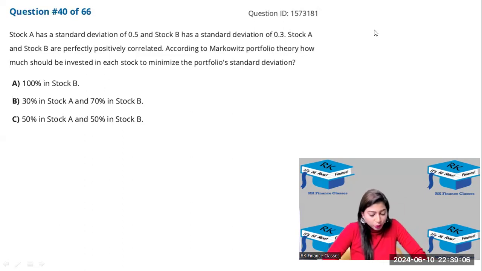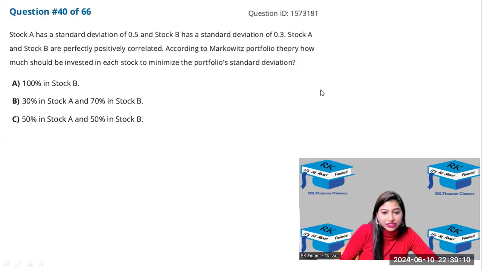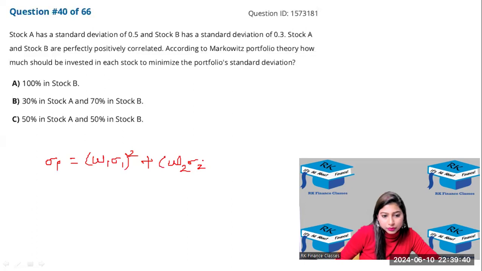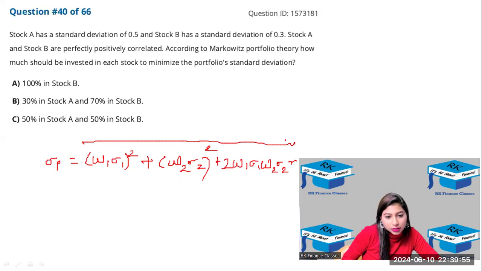And here we have been asked to calculate the standard deviation of the portfolio. So the formula for calculating the standard deviation is sigma p equal to W1 sigma 1 whole square plus W2 sigma 2 whole square plus 2 W1 sigma 1 W2 sigma 2 R. That's the formula, and it is under root of all these things. Yeah, so this is the formula.